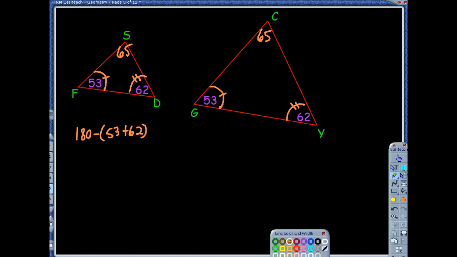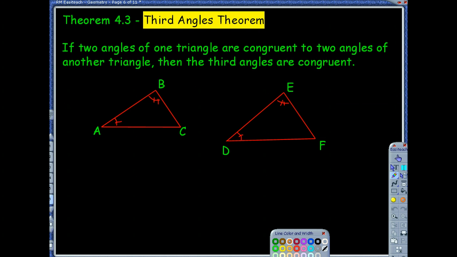So what's the point of this? Well, notice if I give you 2 triangles where I give you basically 2 sets of corresponding congruent angles, what do you think we'll be able to conclude about the remaining third angle? That they're the same. So this is going to lead into this theorem. All right. Notice the name. It's called the third angles theorem.